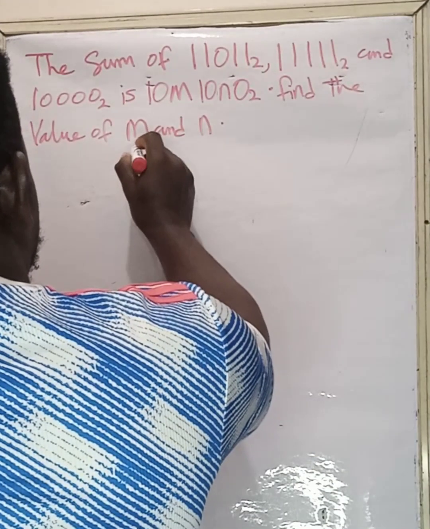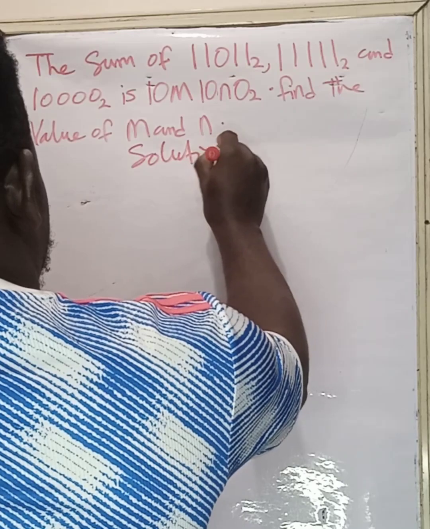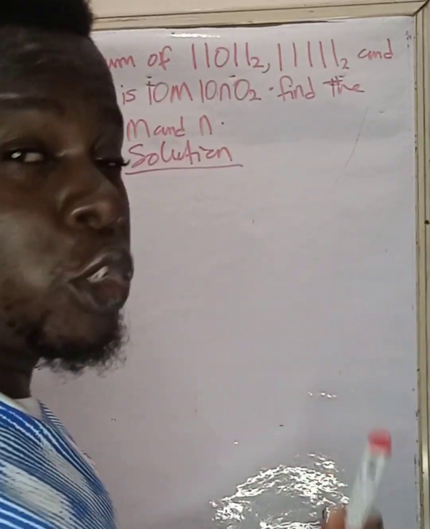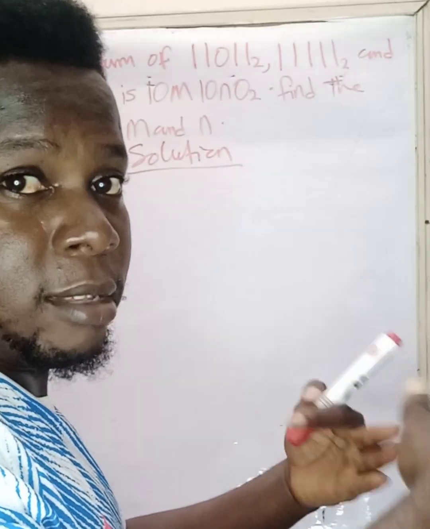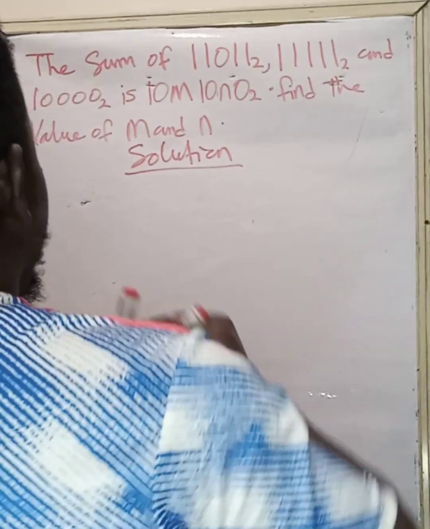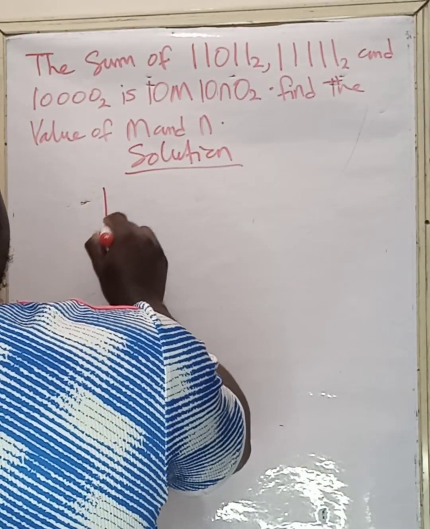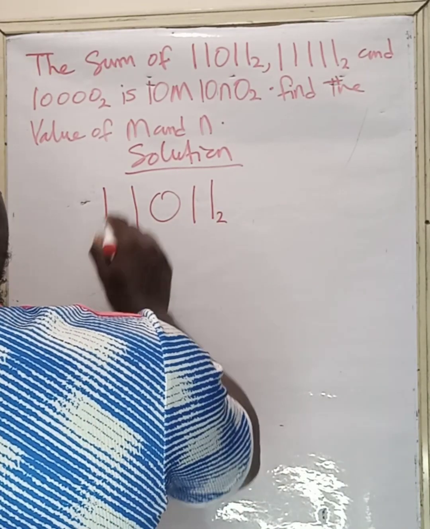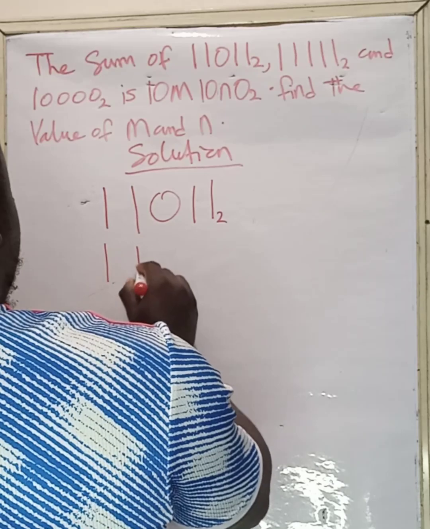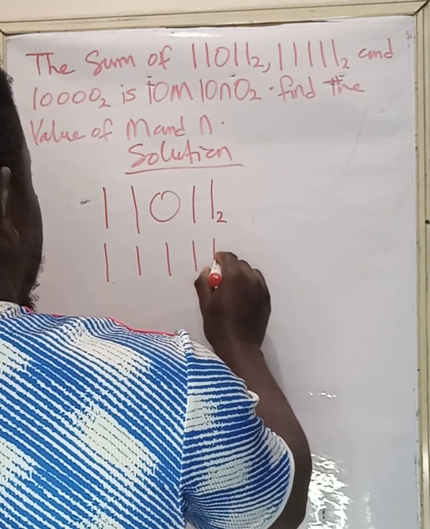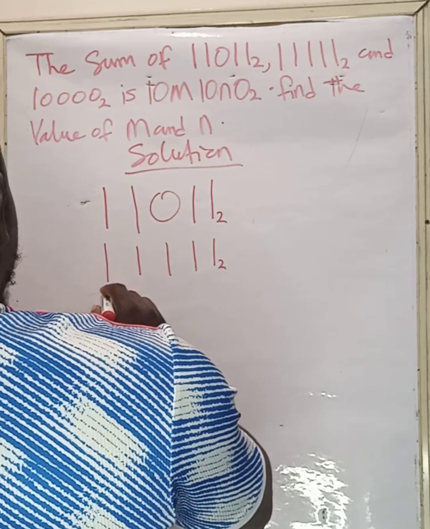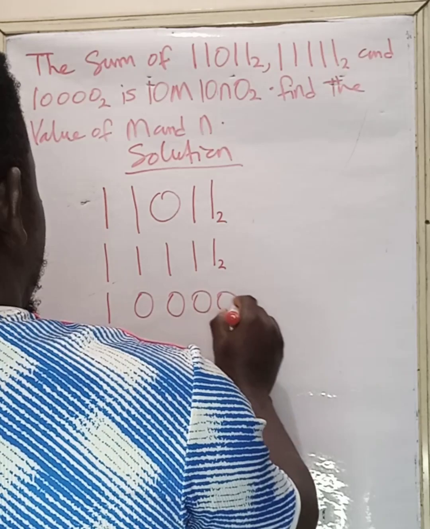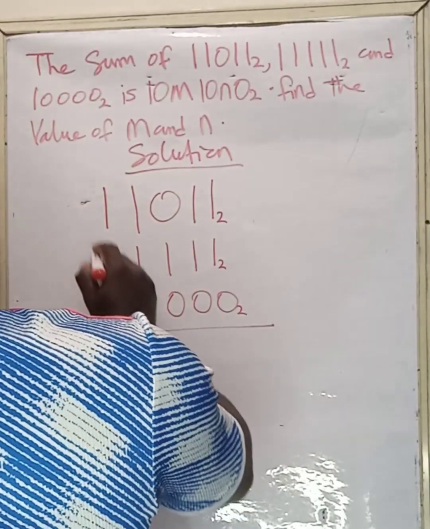So let's say solution. For me to explain this, I'll just be doing it practically. Yes, I'll use that process and explain it better. So let's say we have 11011 base 2, and we have 11111 base 2, and we have 10000 base 2, all added. This will be plus.